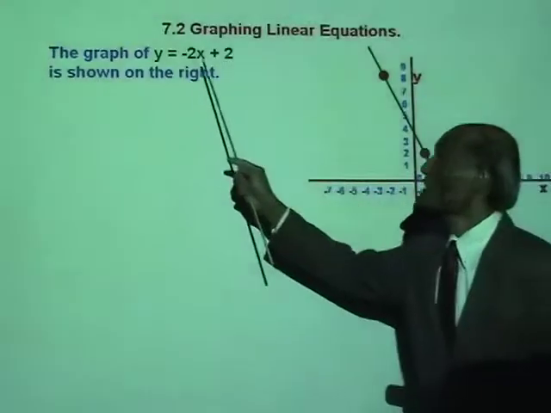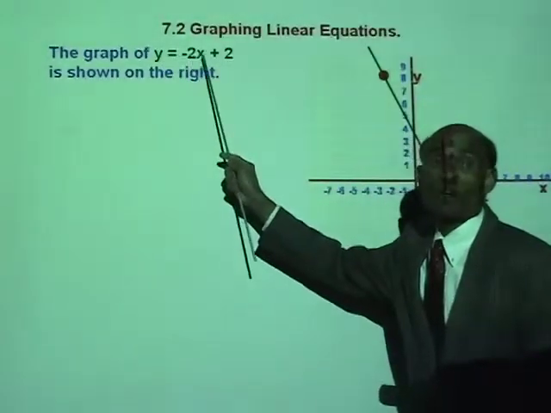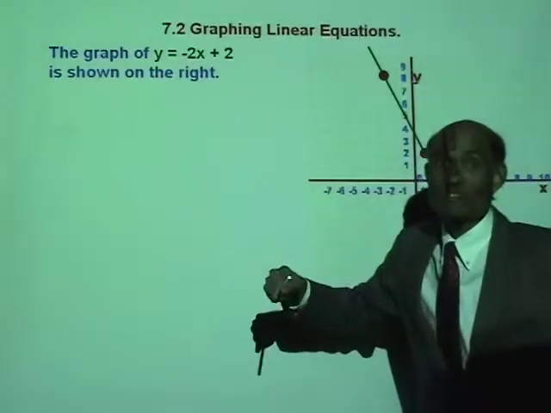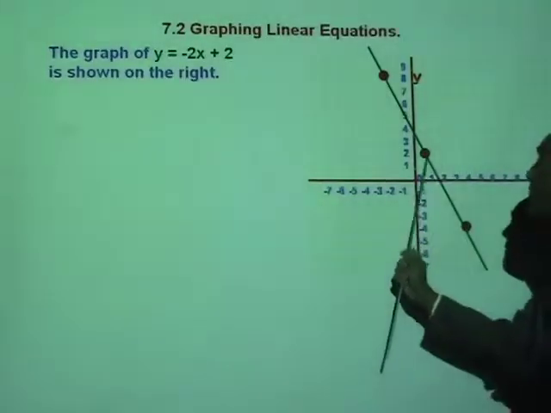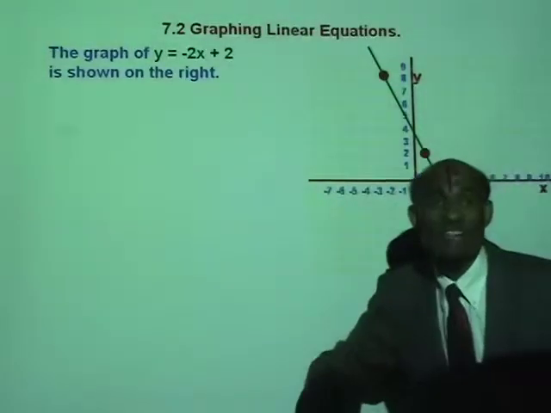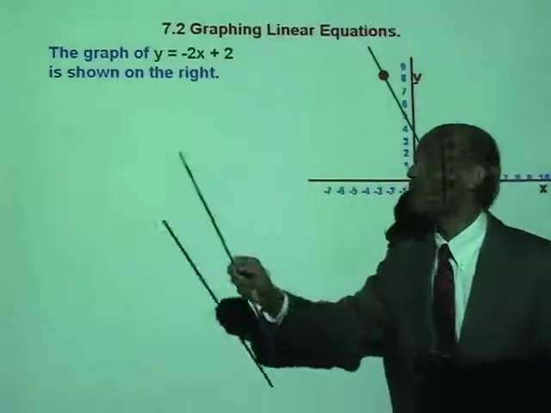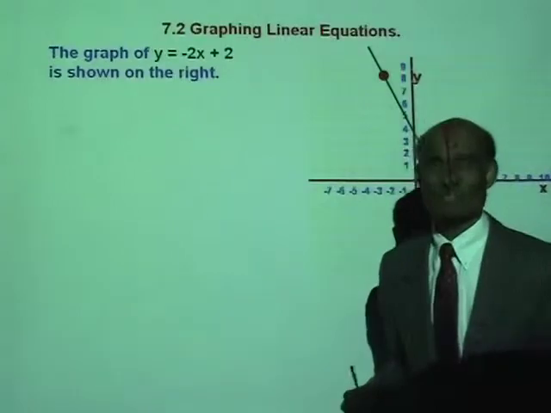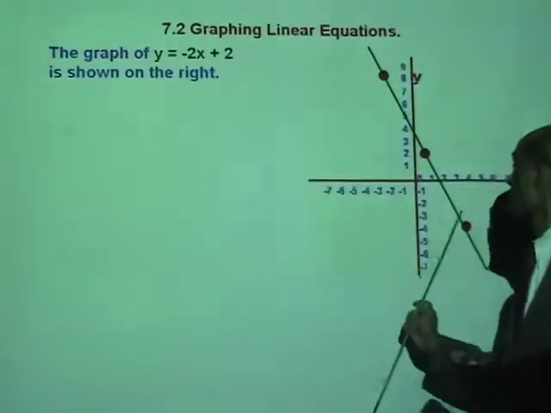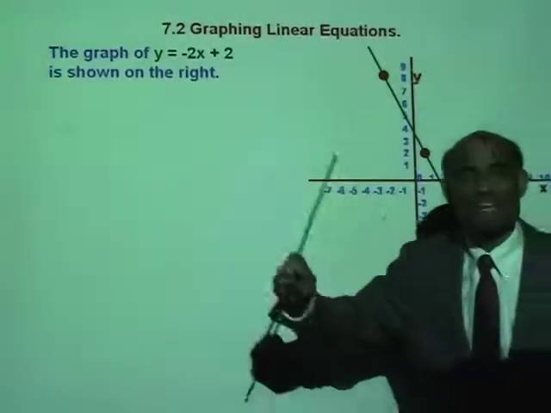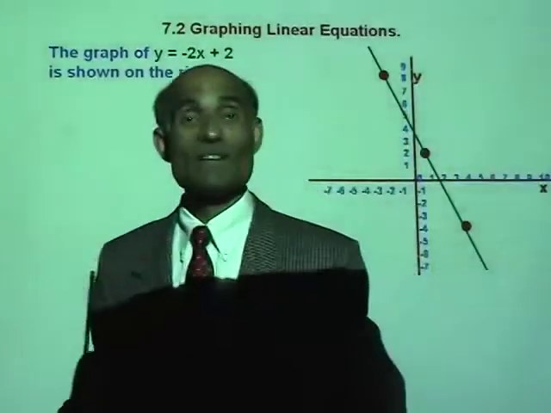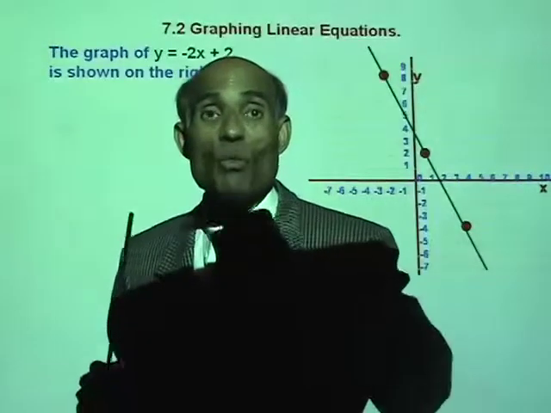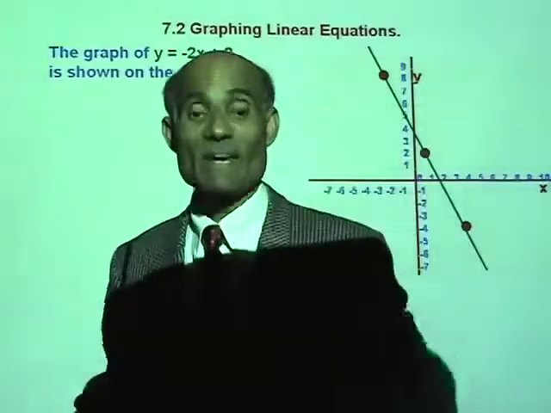Now, you notice that you take any ordered pair of this equation. We talked about ordered pairs in the last class. All those ordered pairs will be along a straight line. And therefore, such an equation is called a linear equation. A linear equation has its graph a straight line. In other words, all the ordered pairs of a linear equation will lie along a straight line.